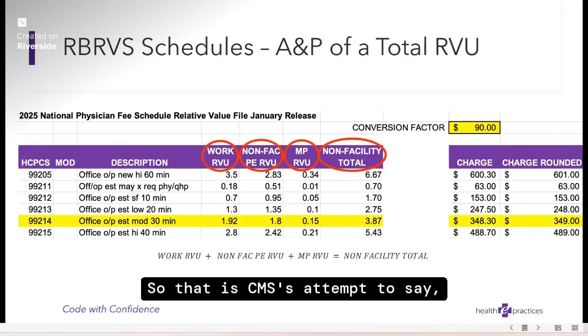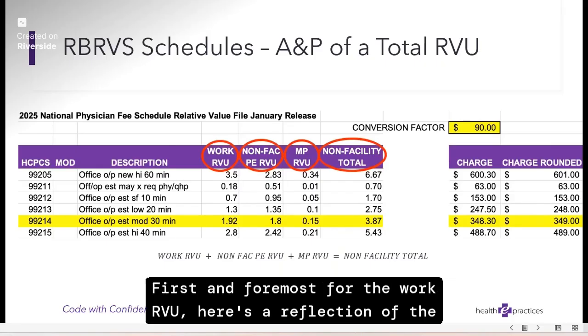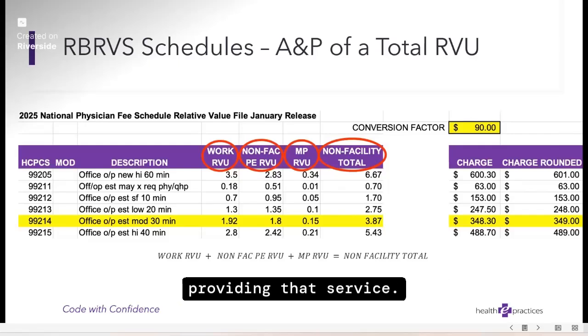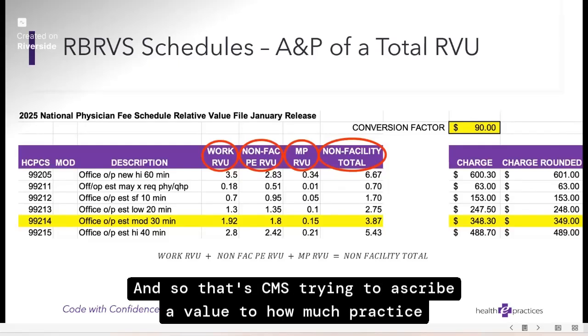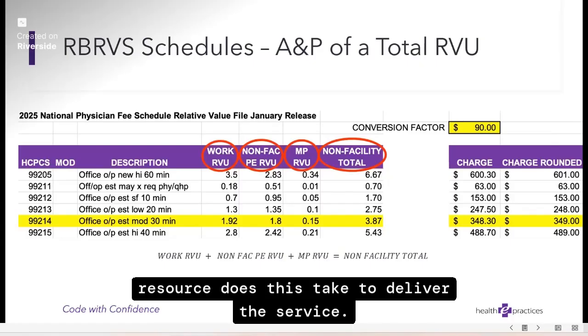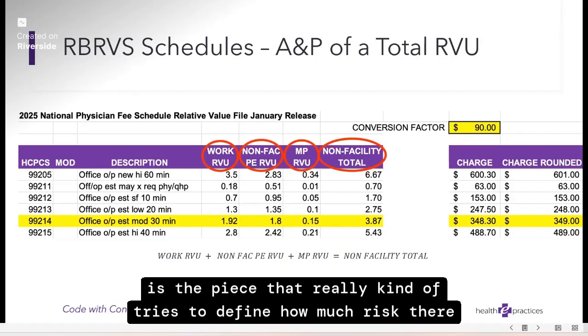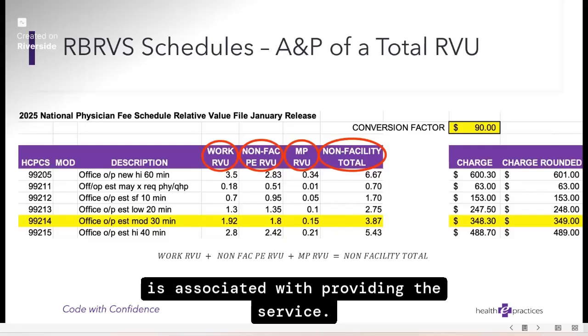So that is CMS's attempt to say, first and foremost, for the work RVU, here's a reflection of the clinician's energy and effort and expertise that had to go into providing that service. That second column is the practice expense. And so that's CMS trying to ascribe a value to how much practice resource does this take to deliver the service. And then that third component there, the malpractice RVU, is the piece that really tries to define how much risk there is associated with providing the service.